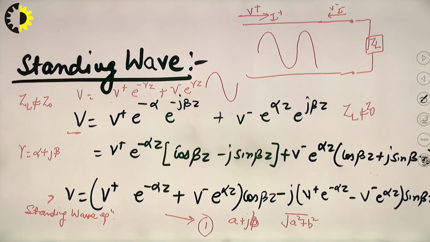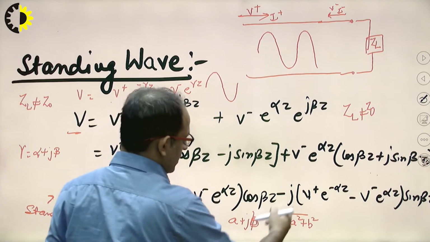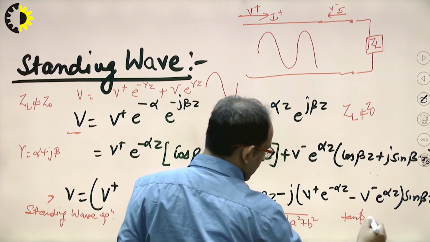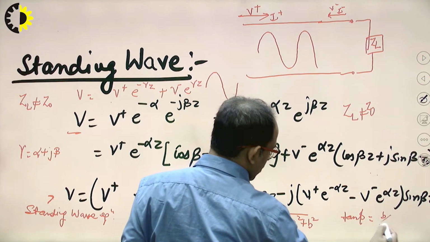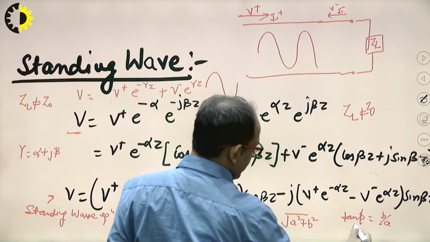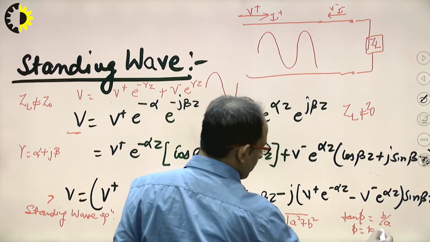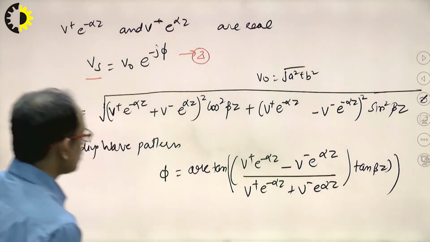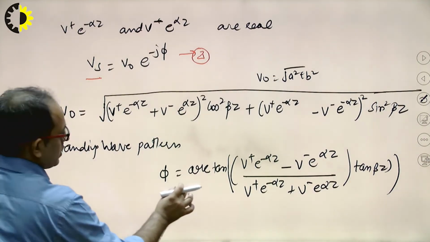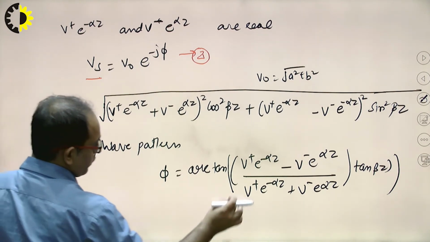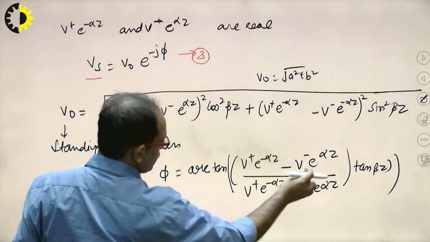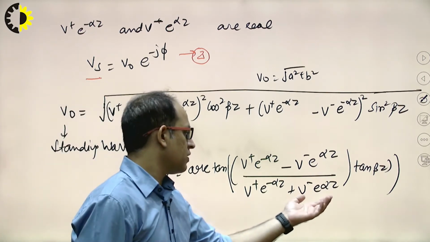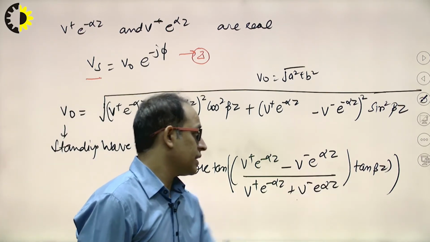Now the phase part will be what? In the equation, tan phi equal to what? Tan phi equals b upon a, or I can say phi equals tan inverse of b by a. Clear? So the phase will be tan inverse of V plus e power minus alpha z minus V minus e power alpha z, upon V plus e power minus alpha z plus the reflected voltage e power alpha z, times tan beta z.